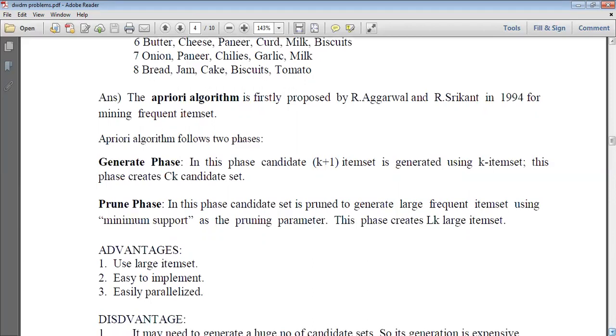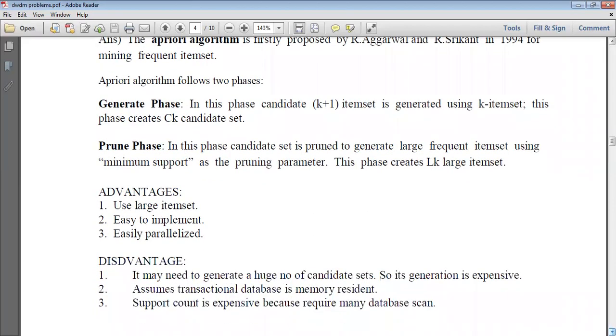What are the disadvantages? You have to generate a huge number of candidate sets, so its generation is expensive. The transaction database is memory constrained, and the support count is expensive because it requires many database scans. So the number of scans is large in this algorithm. These are the disadvantages of the Apriori algorithm.